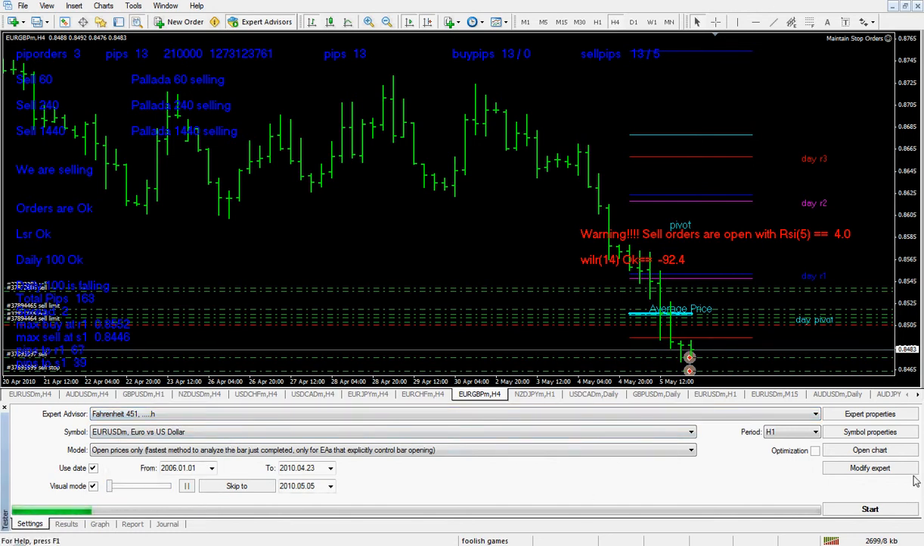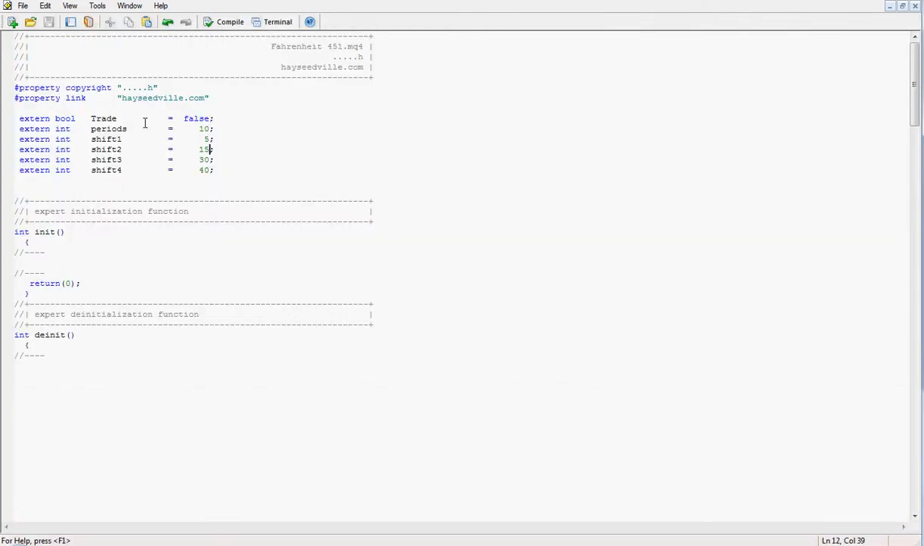Okay, we got it cranked down to 1. First off, let's look at modify expert, so you'll see the expert. Trade is set to false. Periods is 10. If you set it to true, it'll place trades. It will lose money for you as much as you've got to lose, or make money. You never know. Periods is set to 10. That's the moving average. Shift 5 and 15. That's the points 5 bars back and 15 bars back that we're wanting to measure. You'll see more about that in a second.